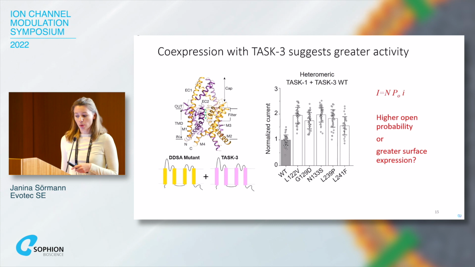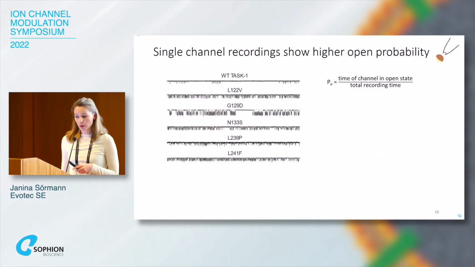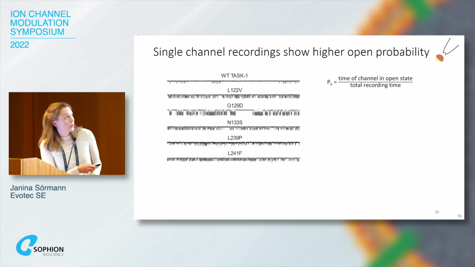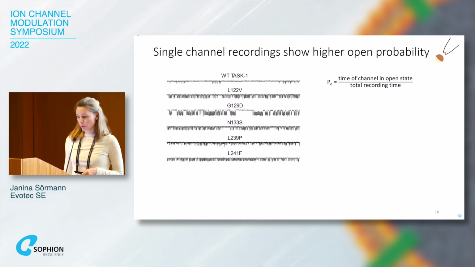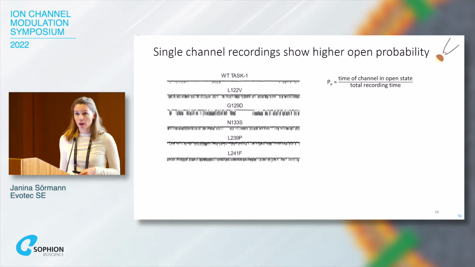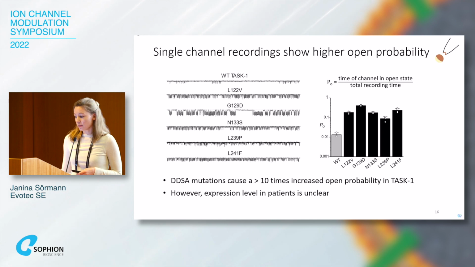To investigate this further, we performed single-channel recordings. This is the zero current level. The flickerings and bursts are opening events, and you already see in the raw data that the mutant channel opens much more frequently compared to the wild type. Indeed, the analysis shows that we have a 10 to 20 times higher open probability, whereas the single-channel conductance is comparable to the single-channel conductance of the wild type.